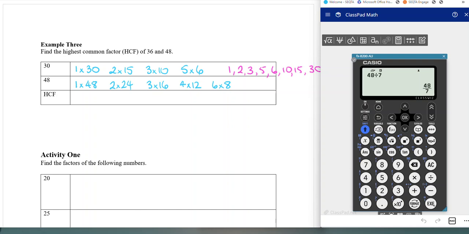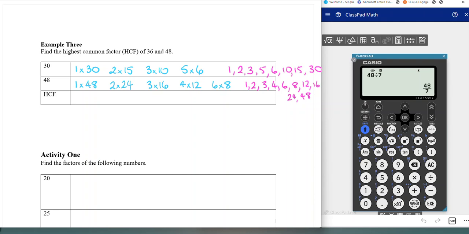So count the left-hand side, we go 1, 2, 3, 4, 6. Then go to the right-hand side and go backwards, 8, 12, 16, 24, 48. 1, 2, 3, 4, 6, 8, 12, 16, I'm running out of room, 24 and 48. Hopefully your writing's a lot smaller than mine.